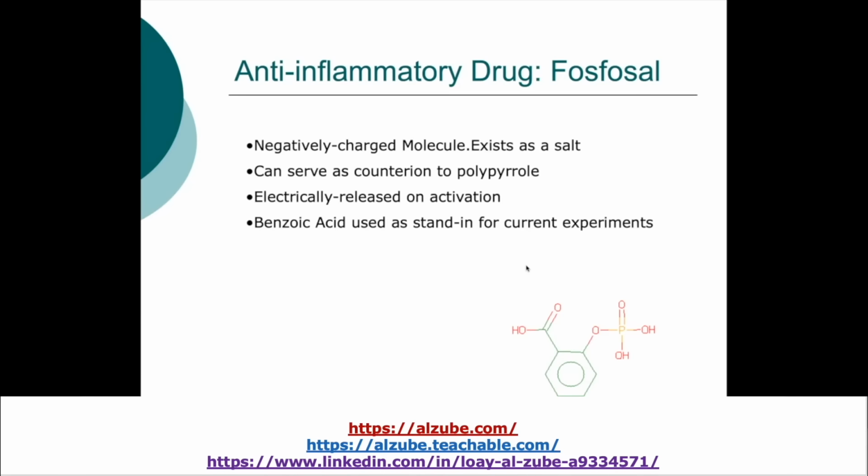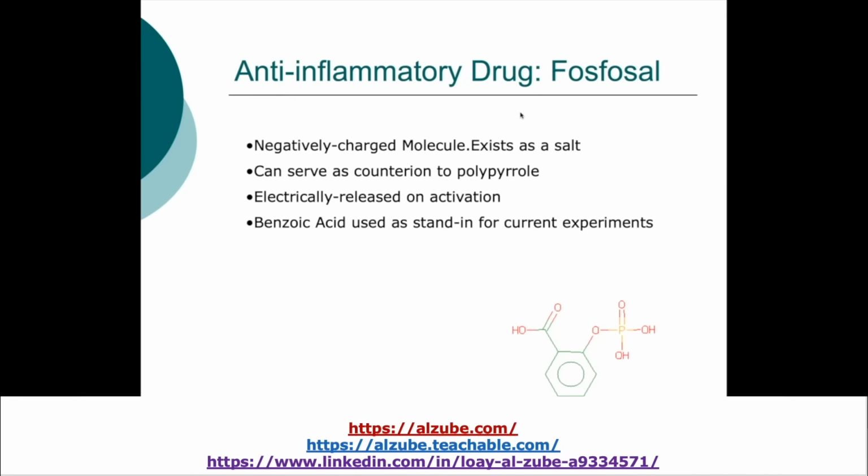and then it cannot detect electrical activity. So you have negatively charged molecules that exist as salts and can serve as counterions to polypyrrole, electrically released on activation, such as benzoic acid. So the whole thing is that you would like to have an anti-inflammation drug that is released from your electrode with time, and that is how you're preventing the immune response from creating a foreign body reaction.